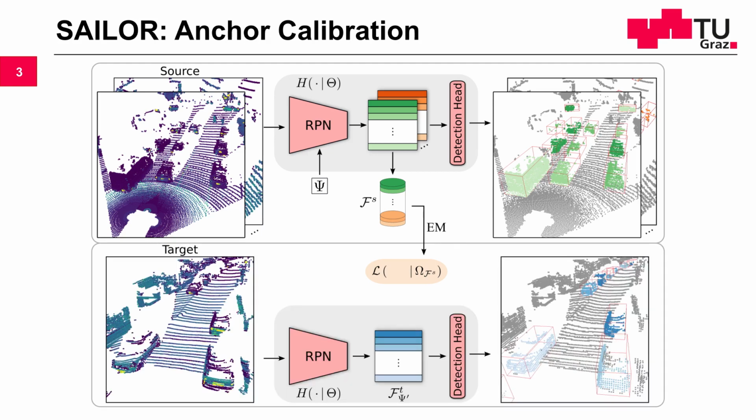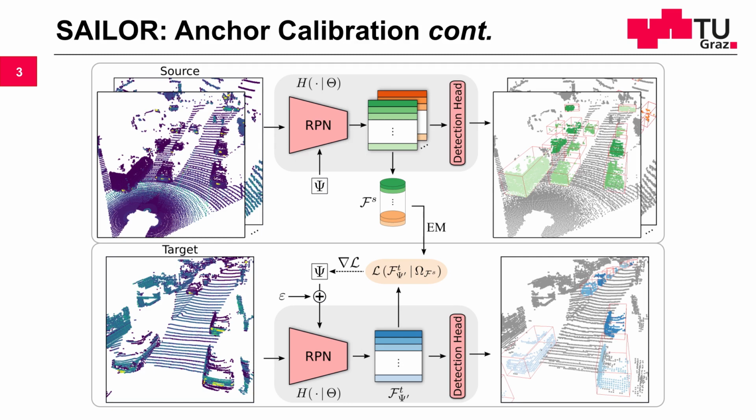Next, we start the anchor calibration phase. Using the same model, which is trained on the source data, we iterate through the samples from the target domain. To estimate the target optimal anchors, we slightly perturb the source anchors psi by a small value epsilon. We then extract the pooled feature vector for each prediction. The likelihood of the features, computed with the perturbed anchors, gives us feedback on the quality of such anchors for the target data.